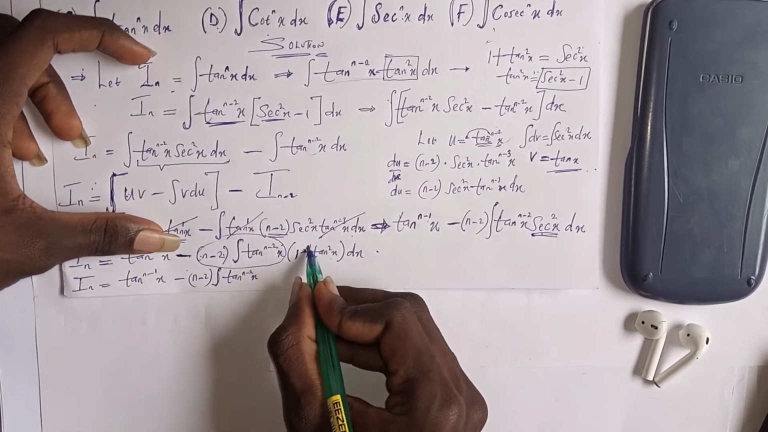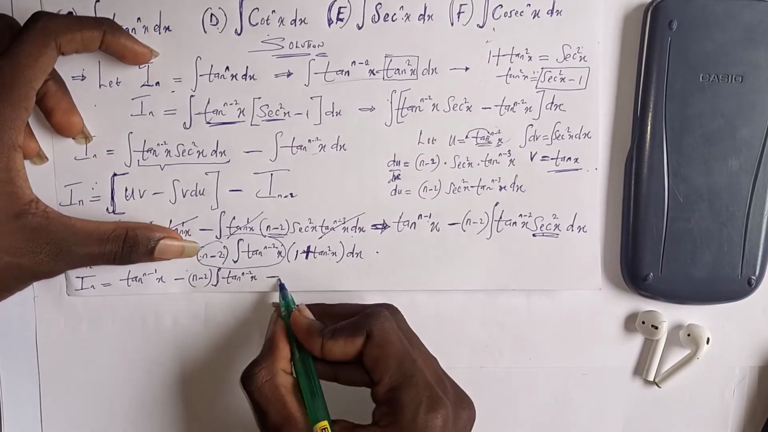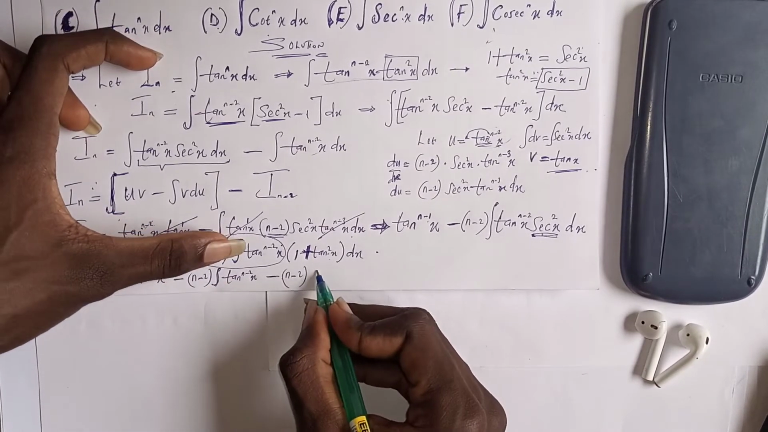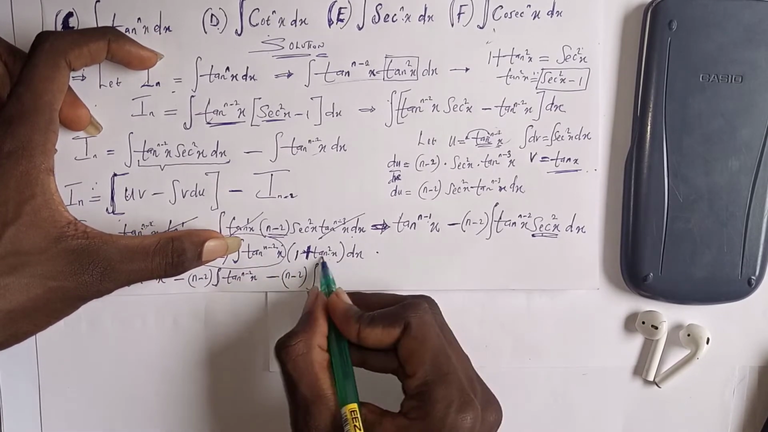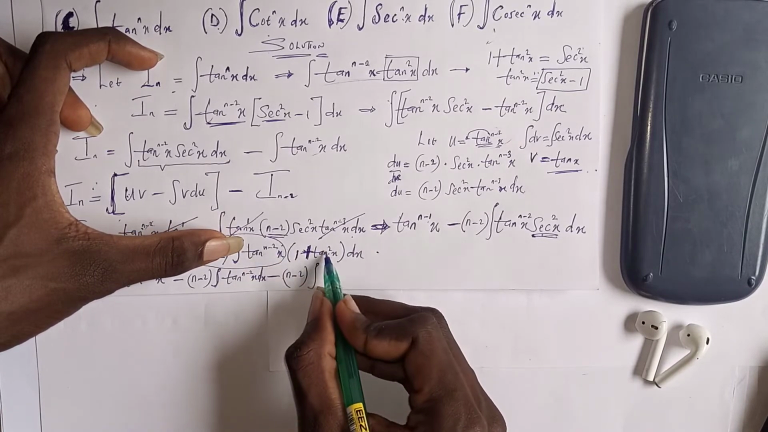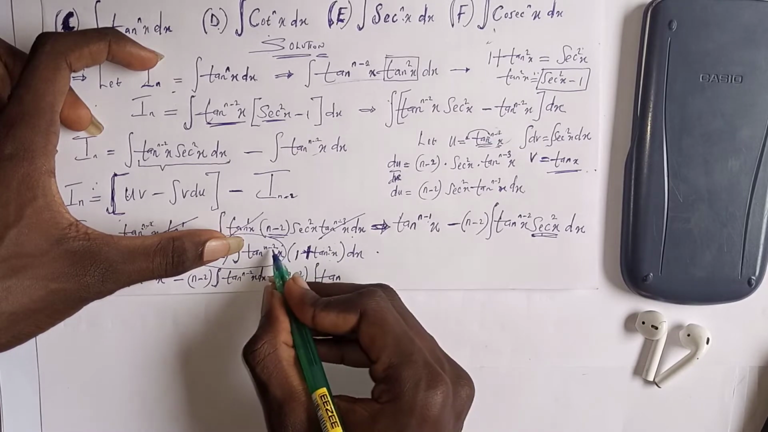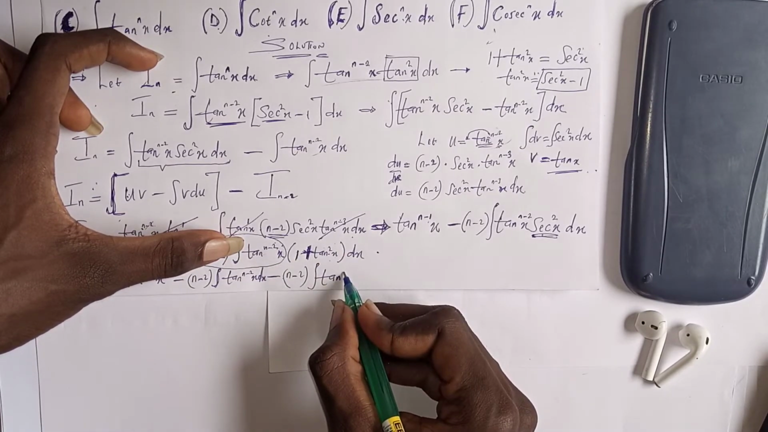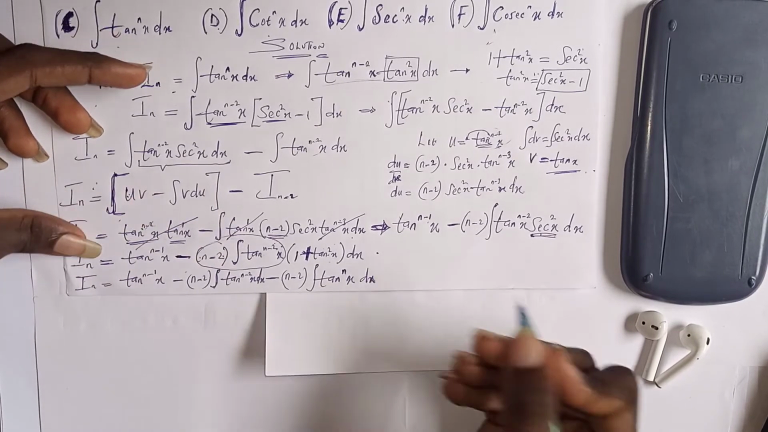Minus times plus is minus, so the whole of this expression, when it's multiplied, n minus 2 is outside, integral is there, so tan n minus 2 of x times tan square x, that should be tan of n minus 2 plus 2, the minus 2 and plus 2 cancel, so I'll have n left, tan n of x.